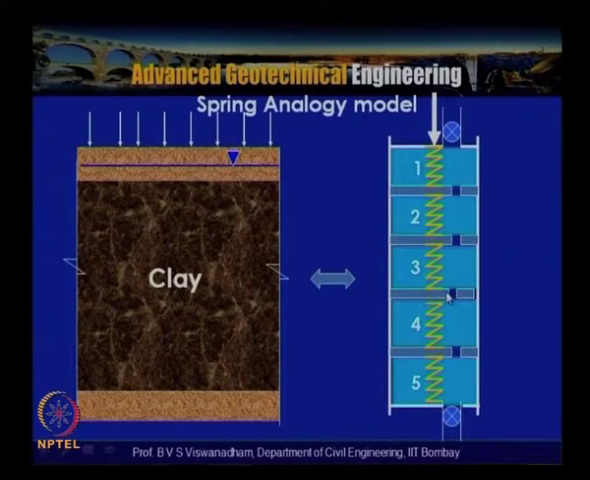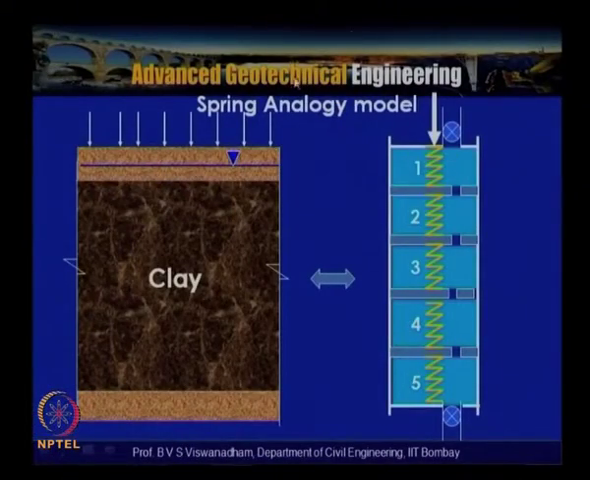Now what will happen is that initially, when we apply delta sigma, the pore water pressure within the soil is nothing but delta U, which is the first isochrone that gets developed. At time t equal to 0, when the load is applied, the first isochrone is delta U, shifted by an amount equivalent to delta sigma.